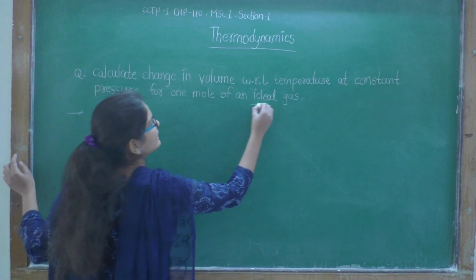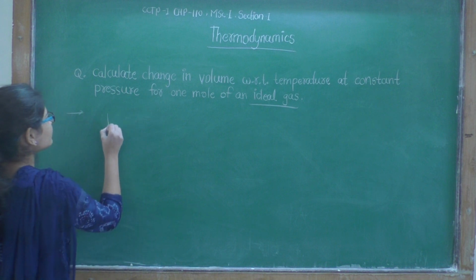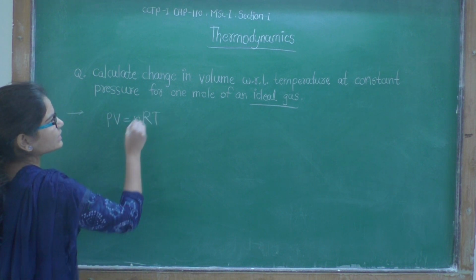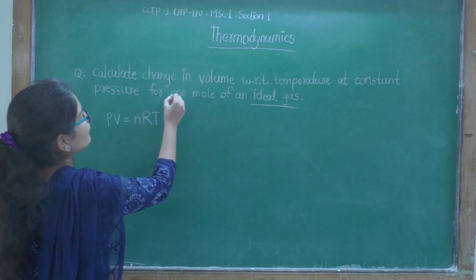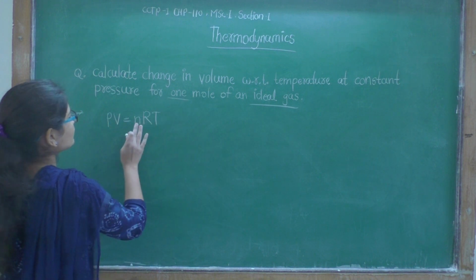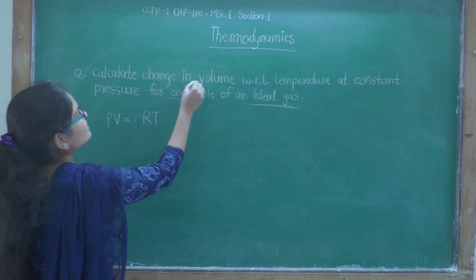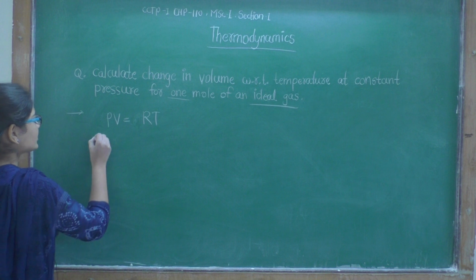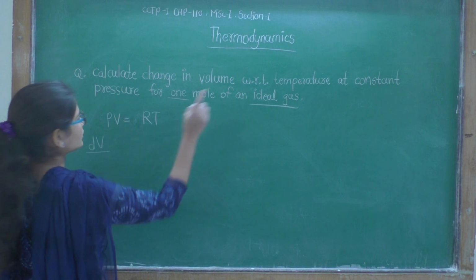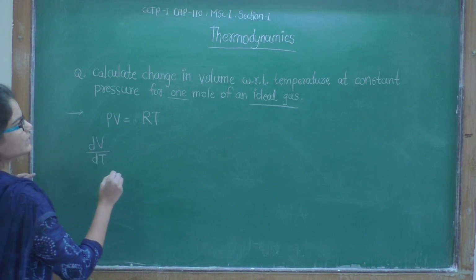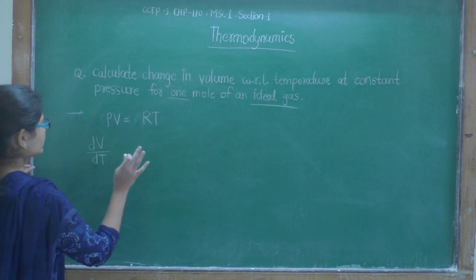Now, ideal gas. We know that the ideal gas equation is PV = nRT, right? But we are given that there is 1 mole, so n = 1, and PV = RT. We have to calculate change in volume with respect to temperature. Okay, we have to take the derivative of volume with respect to temperature at constant pressure.